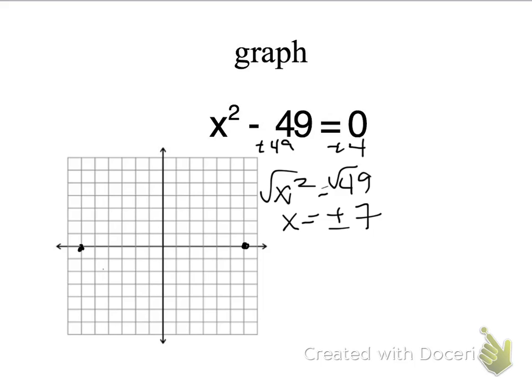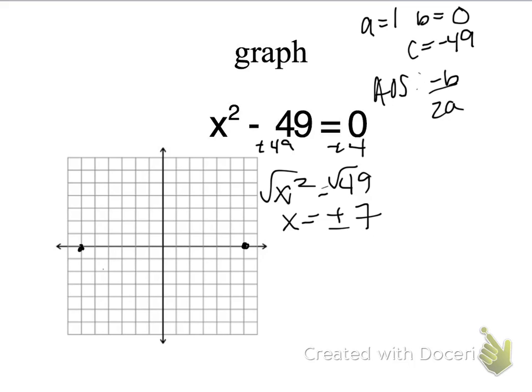Okay, now let's find my AOS. So for this, my A equals 1, my B equals 0 because I don't have a BX, and my C equals negative 49. Okay, so the AOS equation is negative B over 2A. So we got x equals 0 over 2 times 1, so 0 over 2, so my x should equal 0. So my AOS is going to be a dashed line at x equals 0.